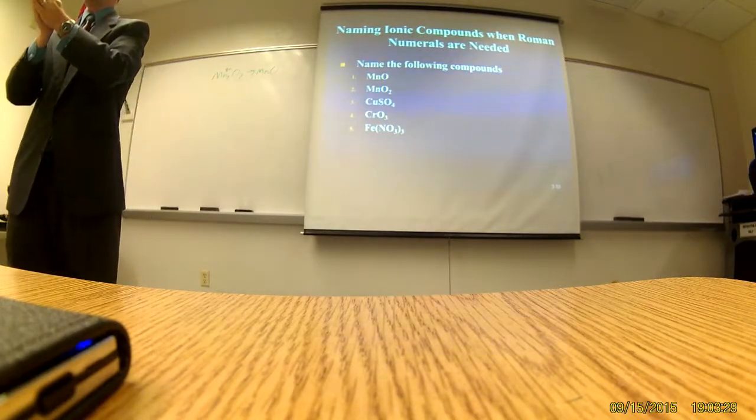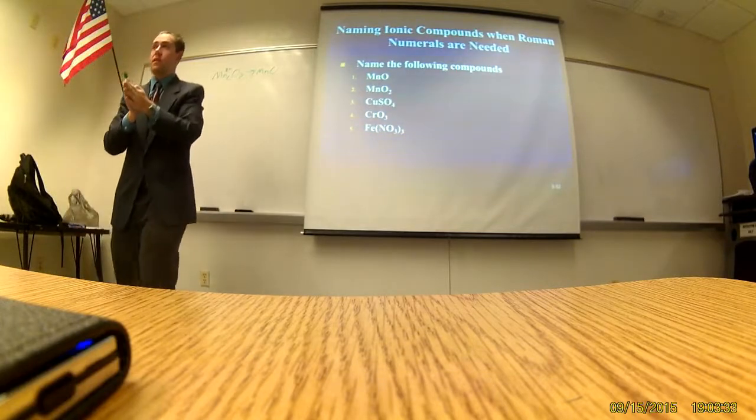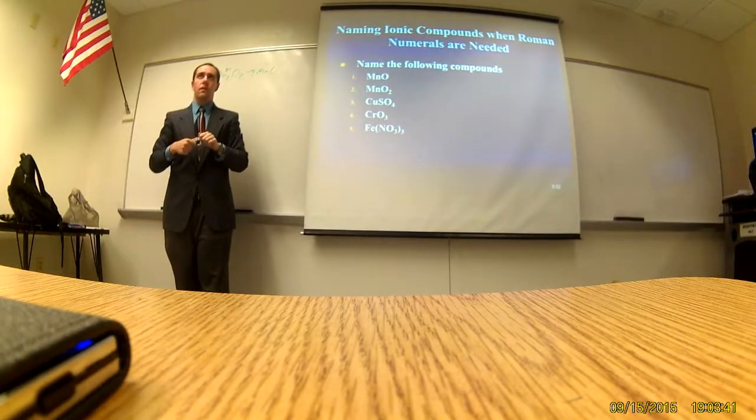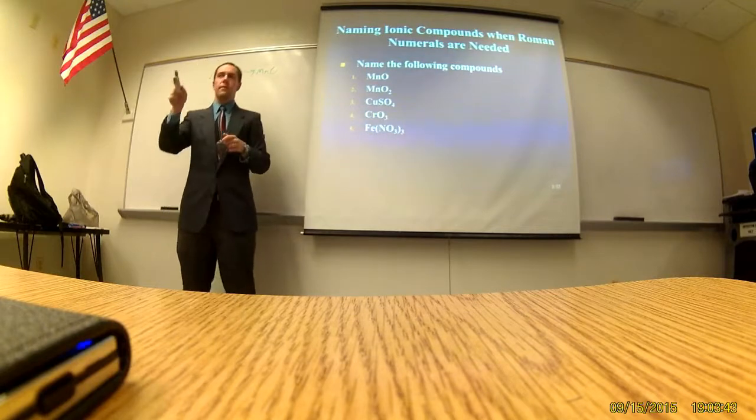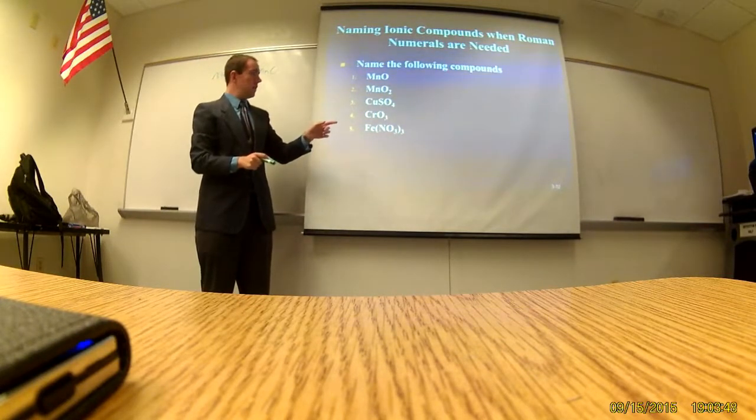Okay, can we just backtrack to number 4? Of course. So the Cr was 6 and the O was 2, and that's how you got CrO3? I don't know. Say that again. I think you were right. The Cr was 6 and the O was 2?